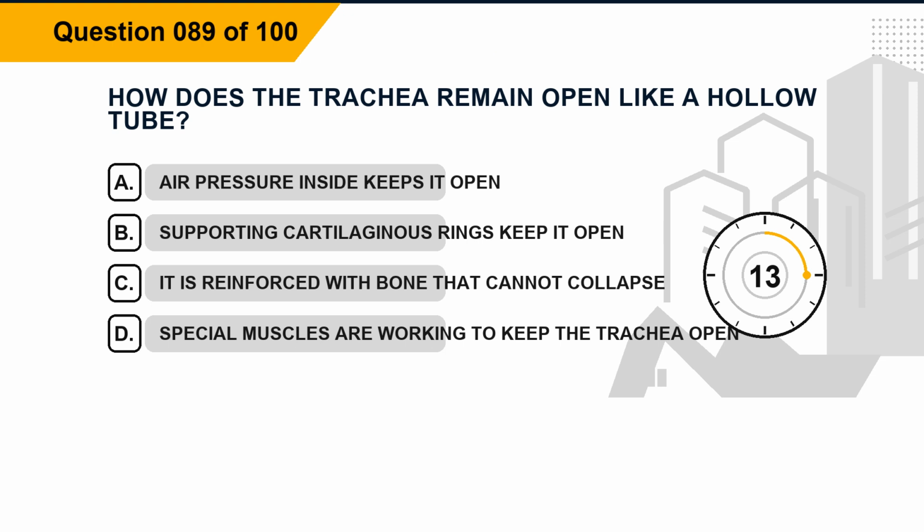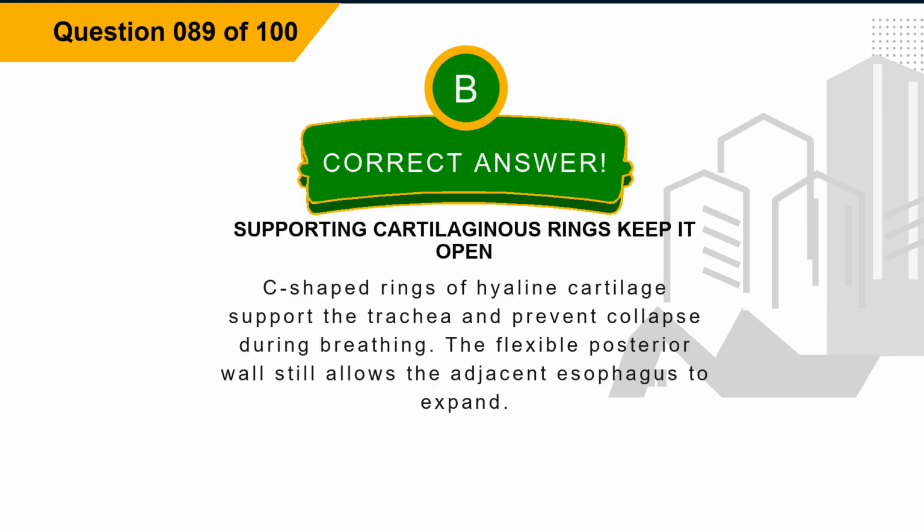Option A, air pressure inside keeps it open. Option B, supporting cartilaginous rings keep it open. Option C, it is reinforced with bone that cannot collapse. Option D, special muscles are working to keep the trachea open. The correct answer is option B, supporting cartilaginous rings keep it open.